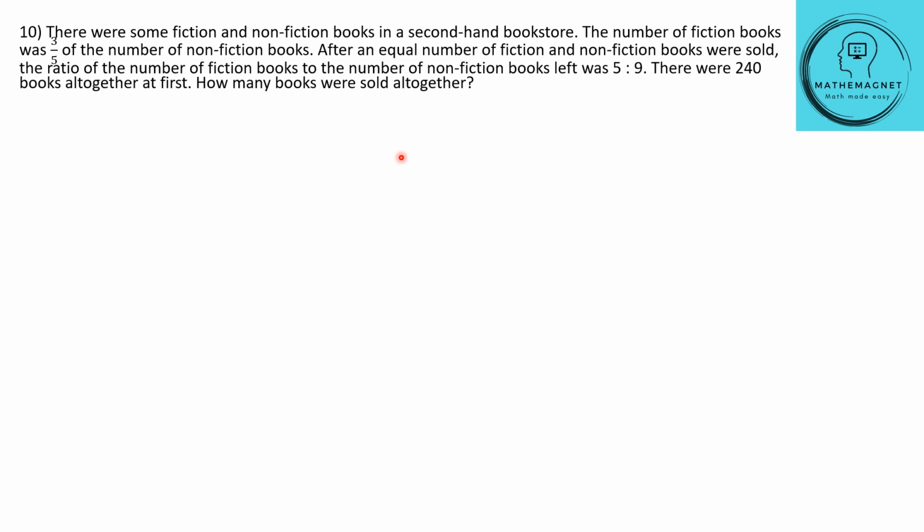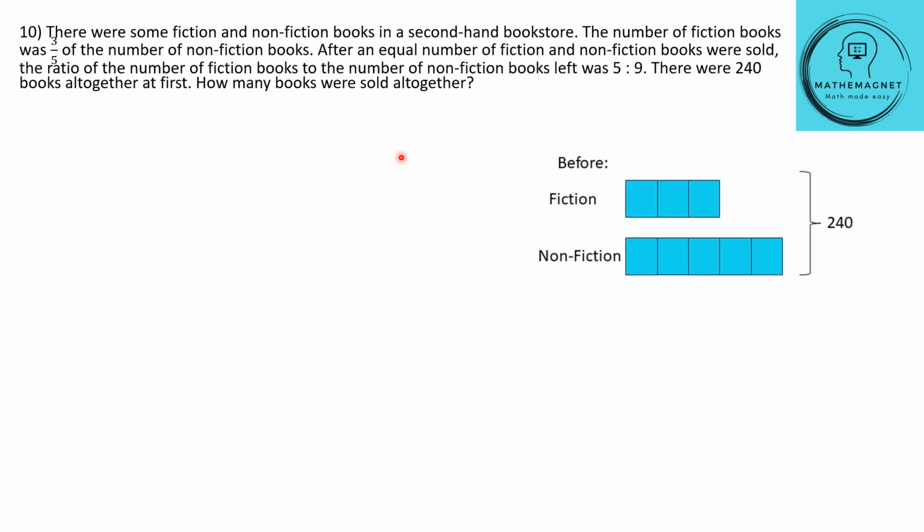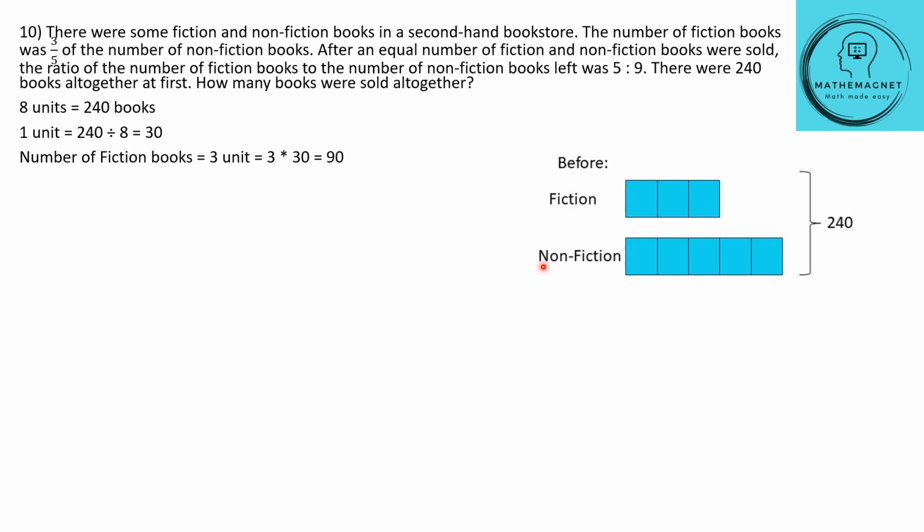So let us begin by drawing this; it also involves the before and after model. Let's first see the before model. Here in the before model, fiction has 3 units, non-fiction has 5 units, and the total number of books is 240. So 8 units, that is the entire thing including fiction and non-fiction, will be equal to 240 books. 1 unit will be 240 divided by 8, which is equal to 30. So the number of fiction books was 3 units, which is 3 times 30, 90 books, and the number of non-fiction books was 5 units, so 5 times 30 is equal to 150 books.